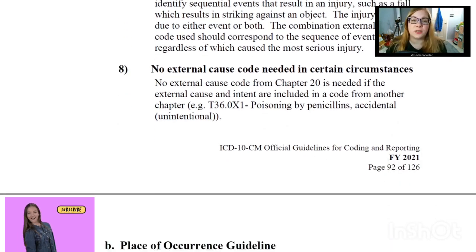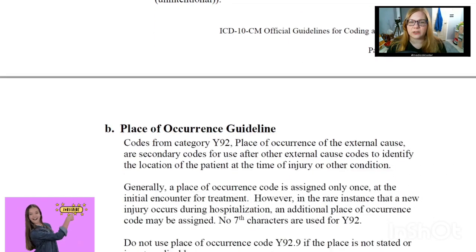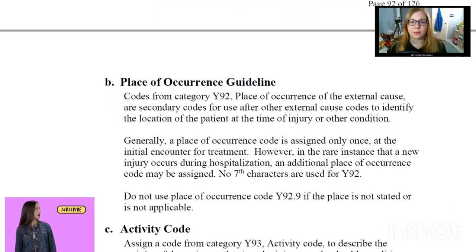There are certain circumstances where you really don't need an external cause code, so no external cause code from Chapter 20 is needed if the external cause and intent are included in a code from another chapter. So for example, T36.0x1 is poisoning by penicillins, accidental, unintentional. So in that case, we wouldn't need an external cause code if there was none that was applicable.